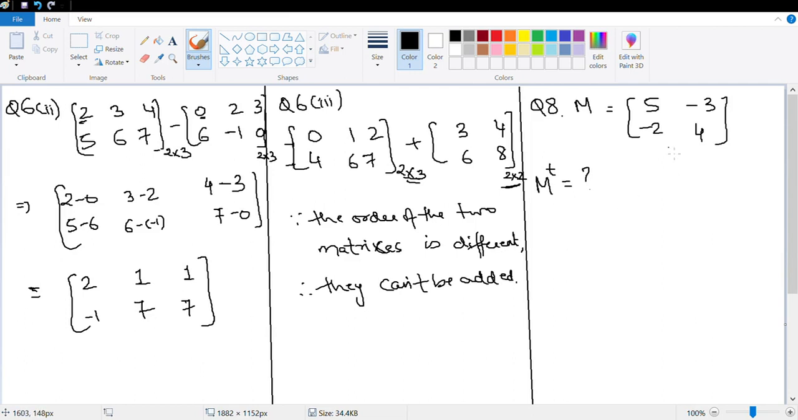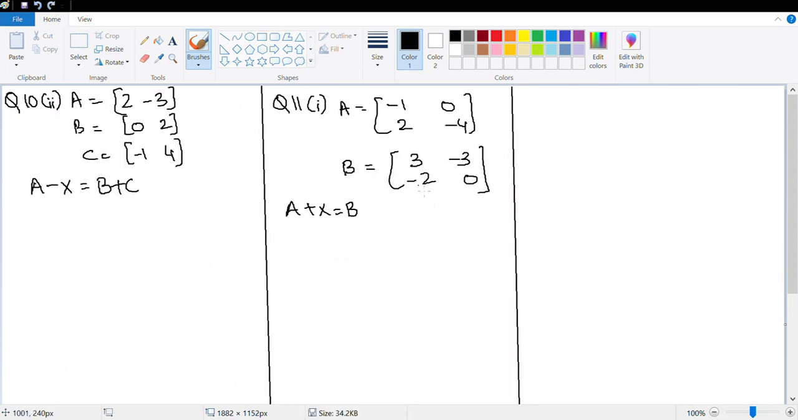It says given M is the name of a matrix which is 5, negative 3, negative 2 and negative 4. Find the transpose matrix MT. So this, like I said, is not in your syllabus, but what transpose means is convert a row into column and column into row. So let's look at the first row. The first row becomes the first column and the second row becomes the second column. So this is it. I am not adding or subtracting. This is not in your syllabus for this year, but I still wanted you to understand what transpose means. So let's move on to the next one.